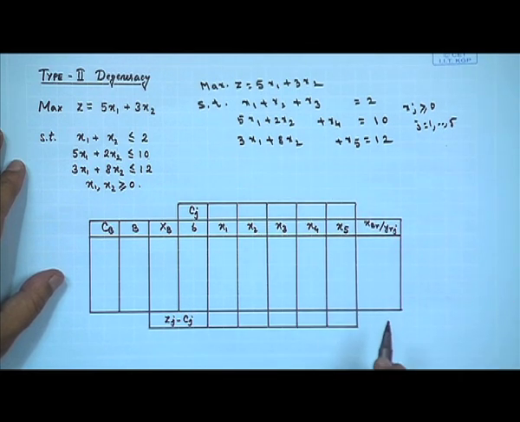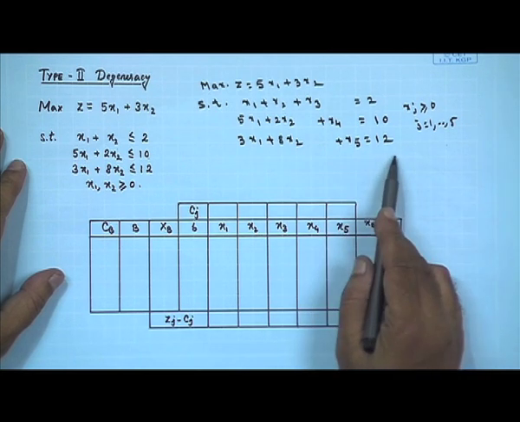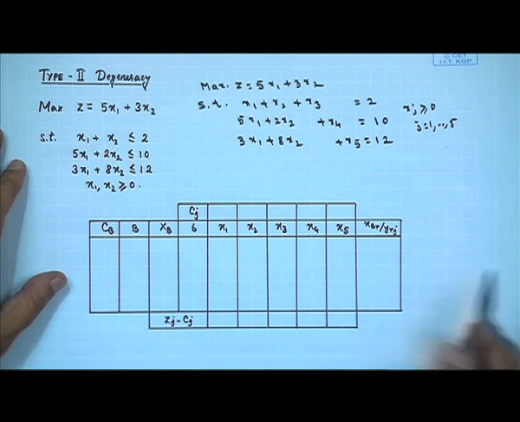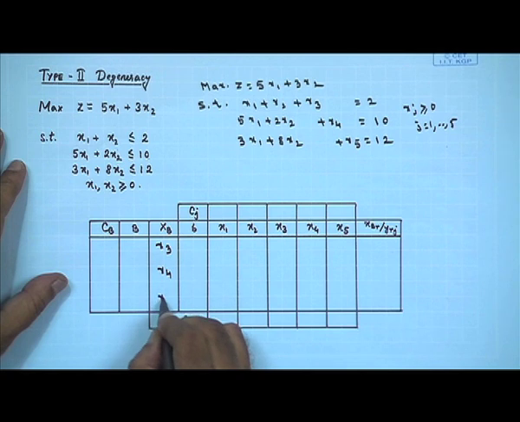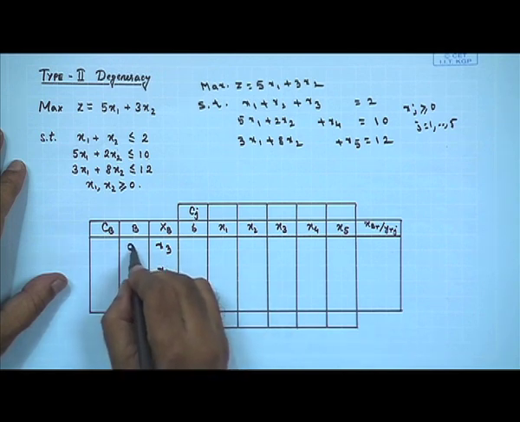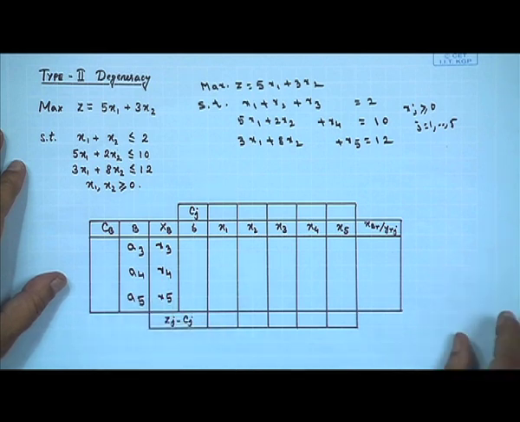So the initial basic feasible solution will be, if I make x1 and x2 as 0, then x3 equals 2, x4 equals 10 and x5 equals 12. So the initial basic feasible solution is x3 equals 2, x4 equals 10 and x5 equals 12. In the basis you have three variables, x3, x4 and x5. Here I am writing A3, A4 and A5.